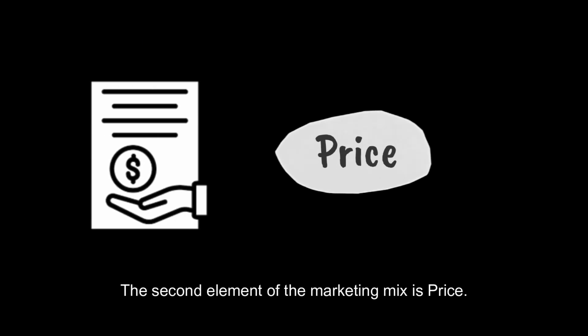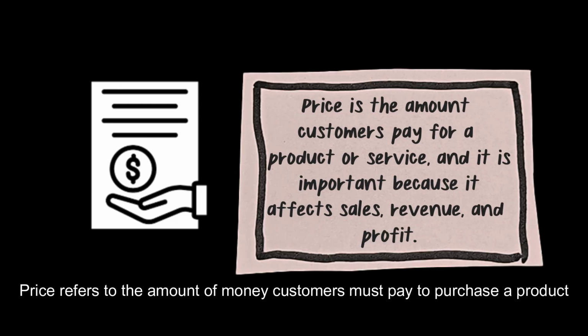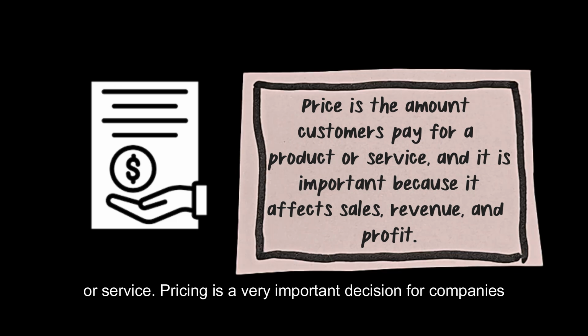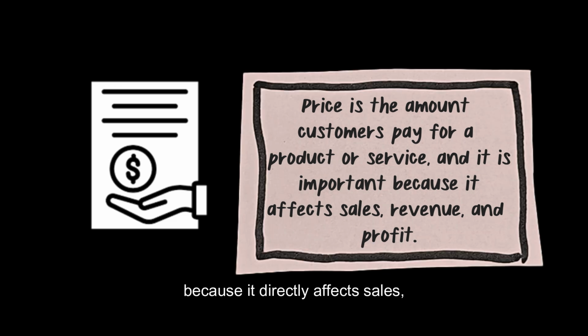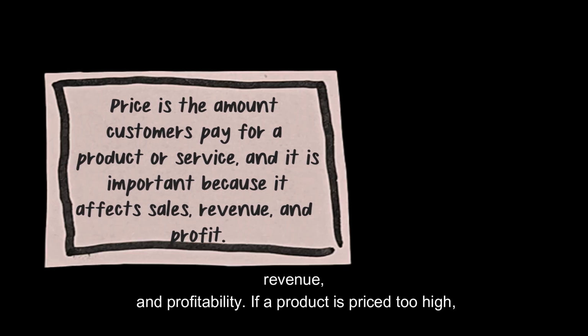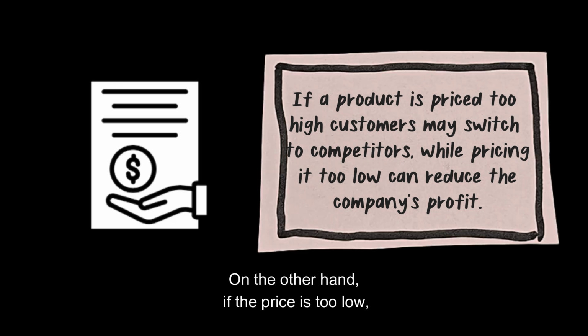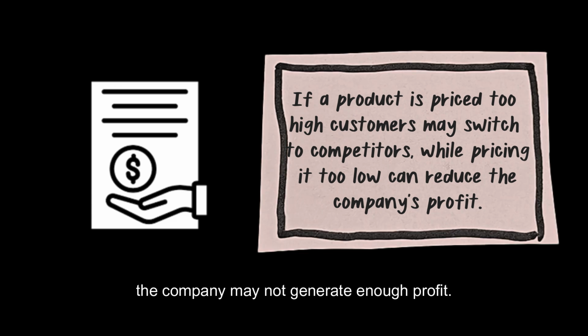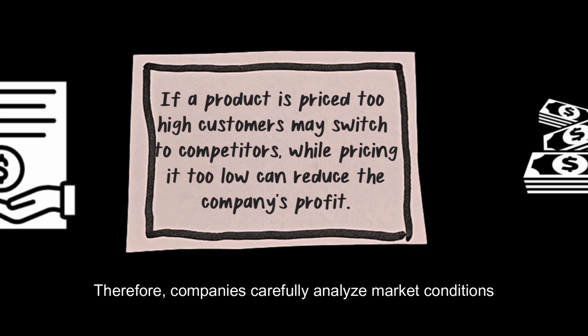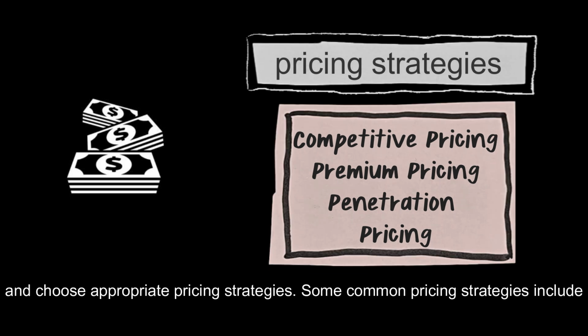The second element of the marketing mix is price. Price refers to the amount of money customers must pay to purchase a product or service. Pricing is a very important decision for companies because it directly affects sales, revenue, and profitability. If a product is priced too high, customers may choose a competitor's product instead. On the other hand, if the price is too low, the company may not generate enough profit. Therefore, companies carefully analyze market conditions and choose appropriate pricing strategies.